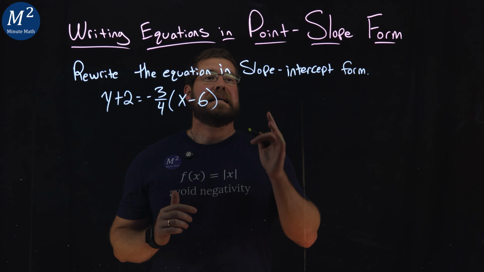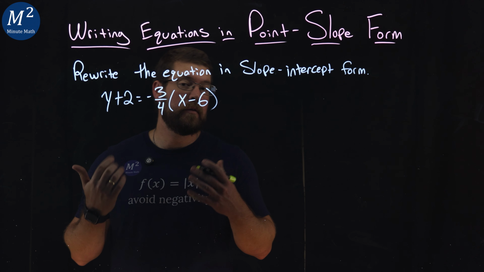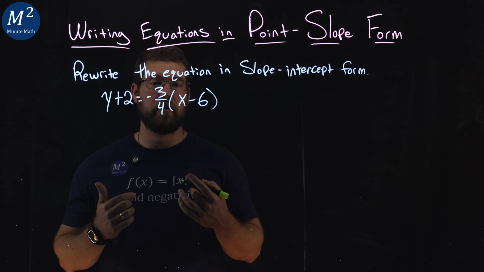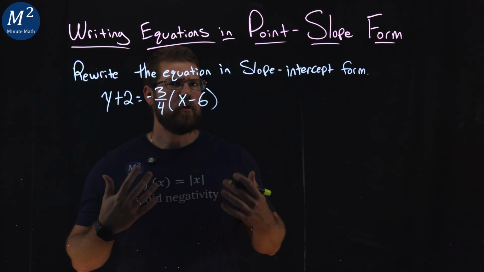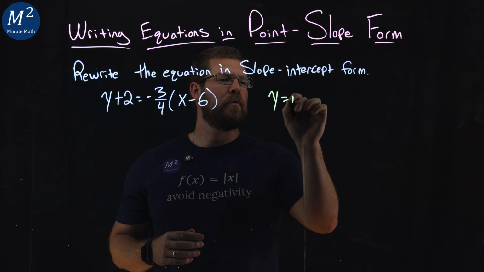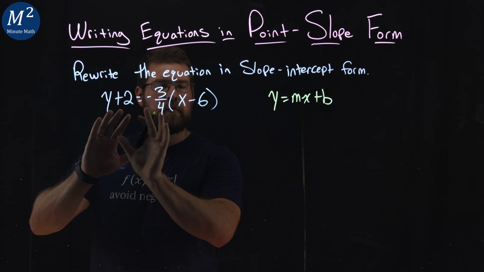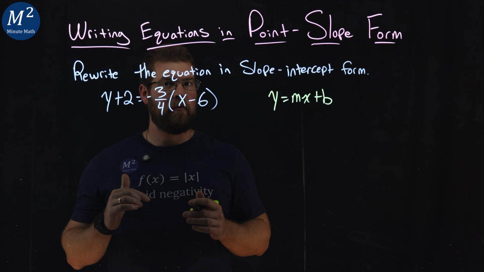Rewrite the equation in slope-intercept form. Our equation is given to us in point slope form. y plus 2 equals negative 3/4 times x minus 6. Slope-intercept form is y equals mx plus b. So we want to convert it from this form to that form. Essentially, we want to get y by itself.